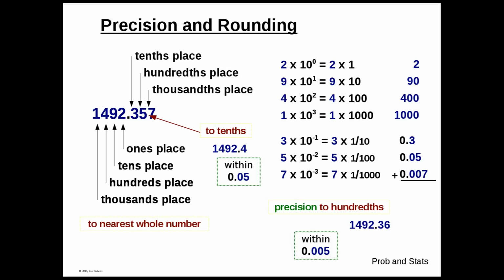Finally, if I wanted to round this number to the nearest whole number, or to the ones place, and have no decimal portion to this number, I would look at the first digit that comes after the decimal point in the tenths place, or comes after the ones place that we're looking to round to. In this case, that digit is a 3. Because a 3 is less than 5, I would round down, and so the actual number rounded to the nearest whole number would be 1,492, within 0.5 of the original number, 1,492.357.